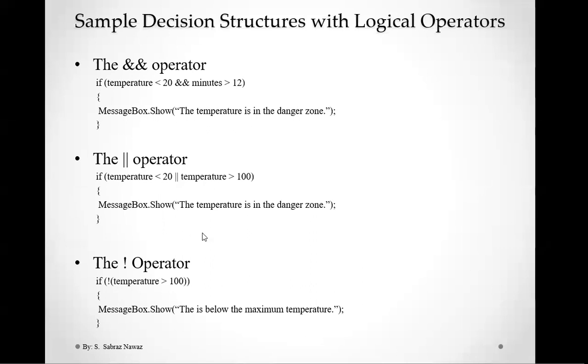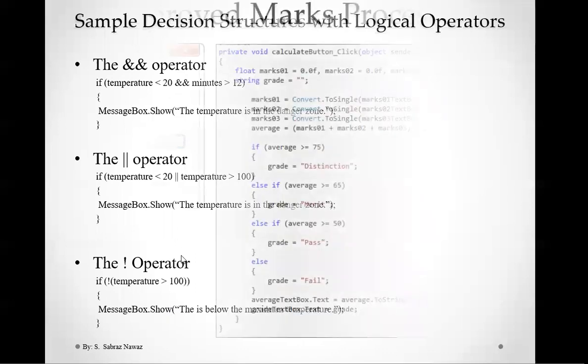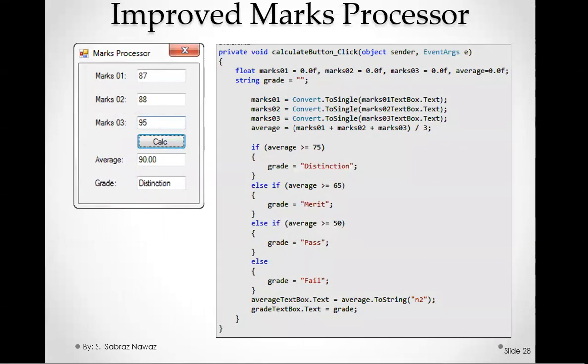The last one is NOT, negation. Temperature greater than 100, and it is saying the negative of this, the opposite of that, which means temperature is equal to or less than 100. If it is so, this message box will be displayed, right? And here we have another example. It does not use these relational and logical operators, but we can use them, right? We can use it. Please give me 2 minutes, sir.